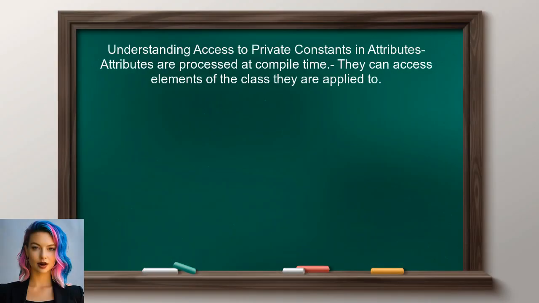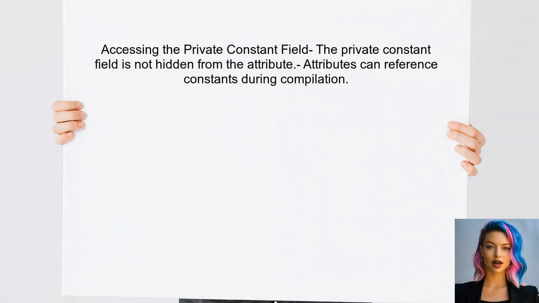To understand how a private constant field can be accessed from an attribute, we first need to recognize that attributes in C# are processed at compile time. This means they can access certain elements of the class they are applied to. Next, the user should note that the private constant field is not truly hidden from the attribute. In fact, the attribute can access it because it is evaluated during the compilation process, allowing it to reference the constant directly.